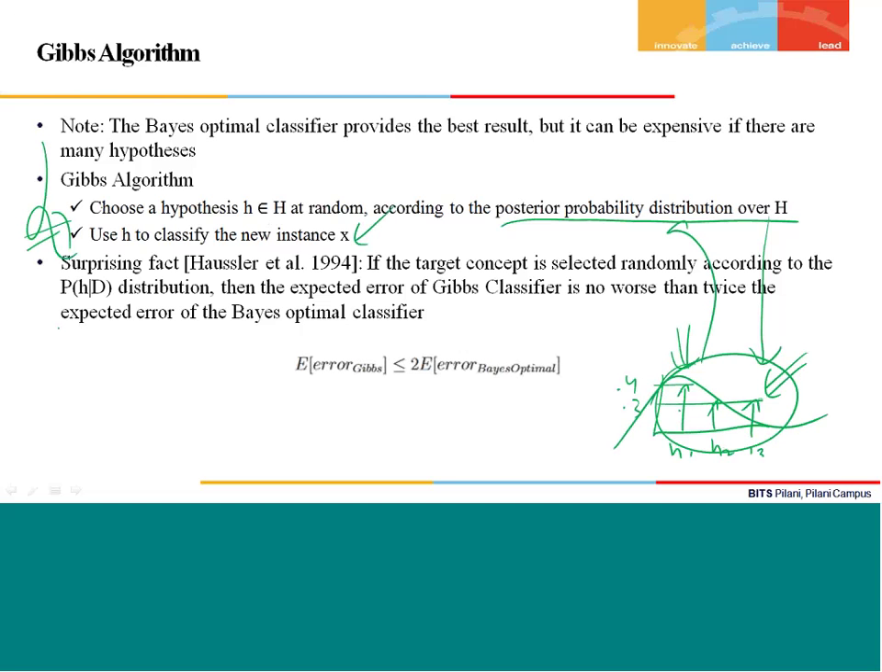Let's say the optimal classifier is giving E error. Then the Gibbs algorithm will not give more than twice that. So if the optimal classifier is making 10 errors, Gibbs will not make more than 20 errors. So the upper bound is 20. It is not doing more than twice, right?